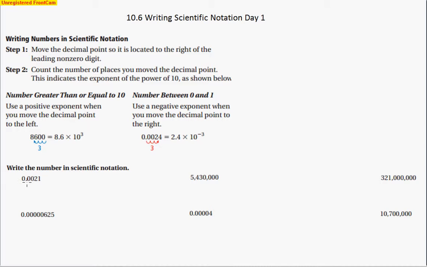So in this case, we have to move the decimal point to the right 1, 2, 3 spaces. So it's going to go in between the 2 and the 1. You count those spaces, and it's 3. So it's going to be -3 because it's a very small number.